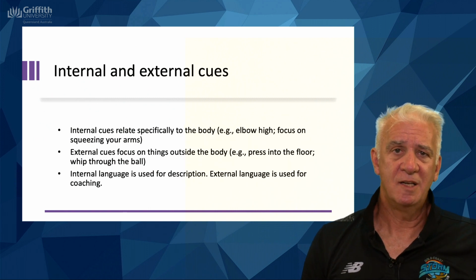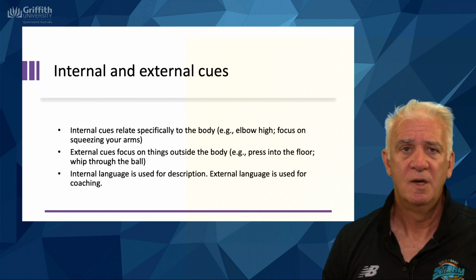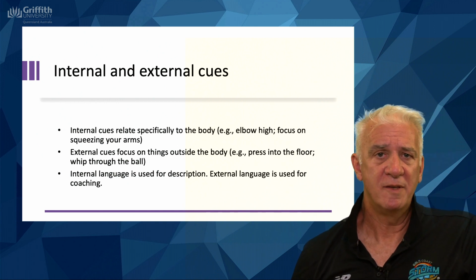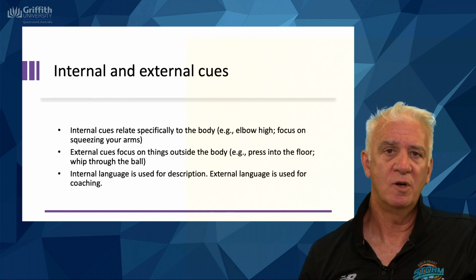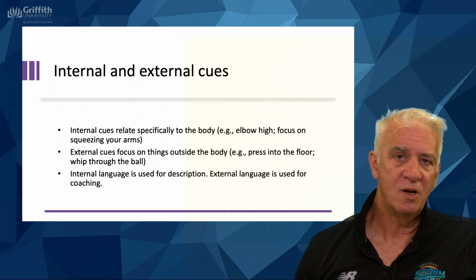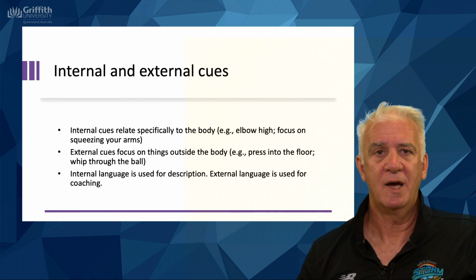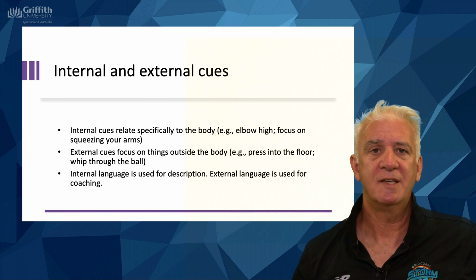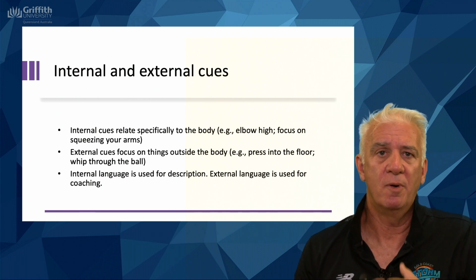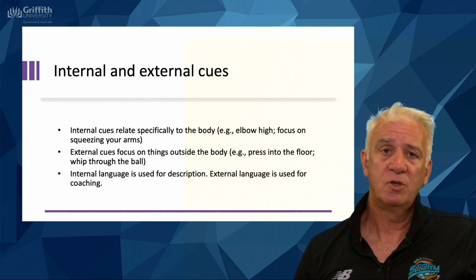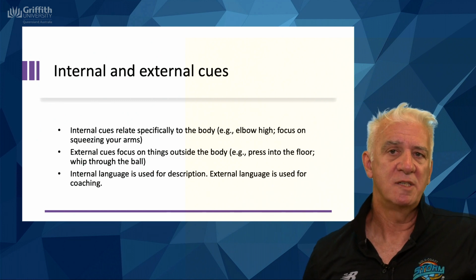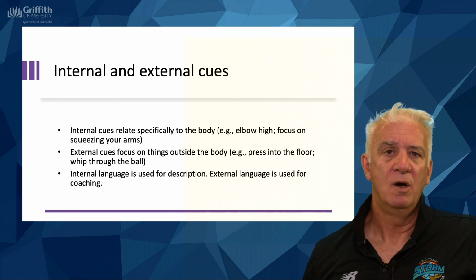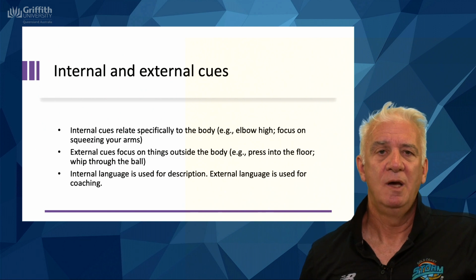The next thing is about internal and external cues. You probably already know about this, but internal cues relate specifically to the body. So what to do with your elbow, what to focus on, squeezing your arms together, put your elbow high, keep your chin down, or something like that. That's called an internal cue. It's internal to your body. External cues are things outside the body. Okay, so instead of saying jump high, you might say press into the floor, whip through that ball, something like that.